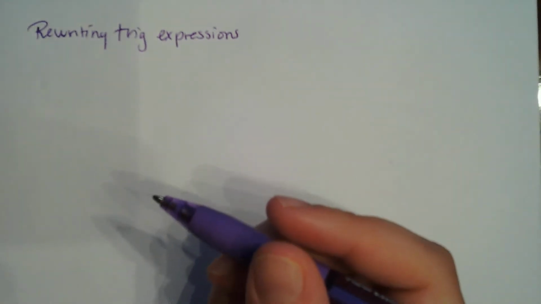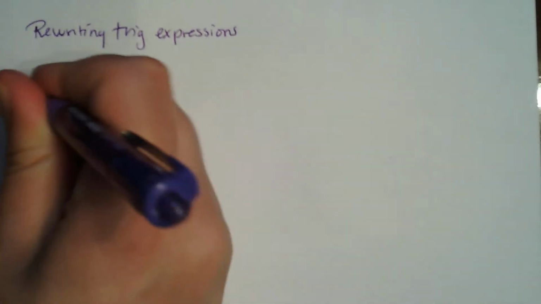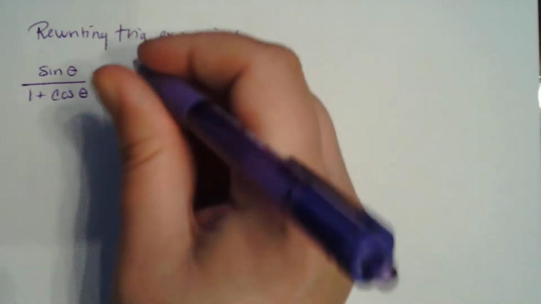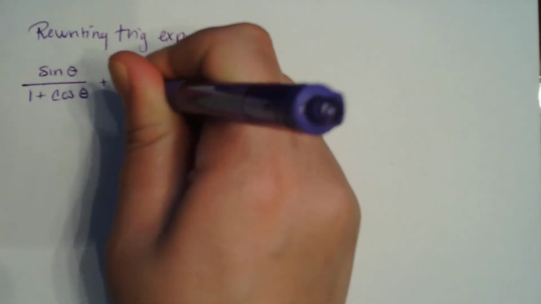Okay, the other part of this lesson is how to rewrite a trig expression, and there's a few different things we can do here. So if we wanted to add two trig expressions and they are written as fractions, how would we do that? So let's look at this one. Sine theta over 1 plus cosine theta plus cosine theta over sine theta.